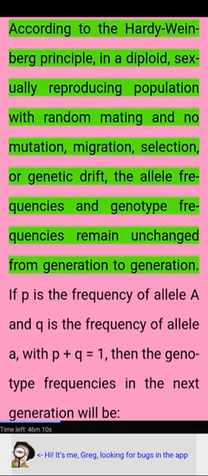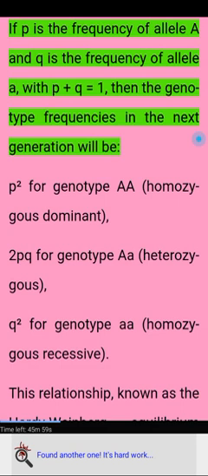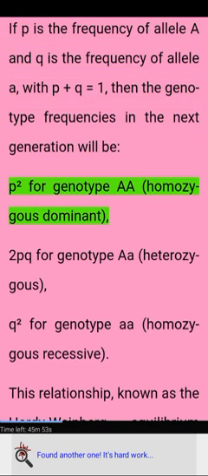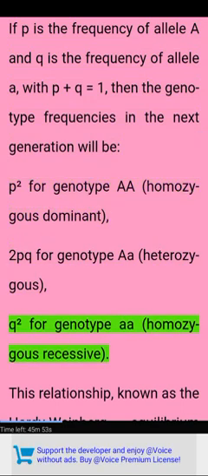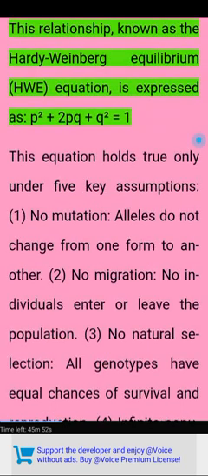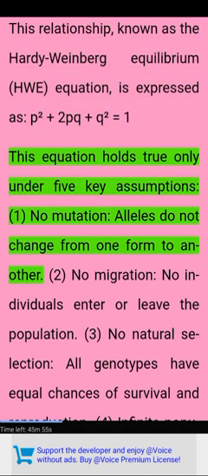According to the Hardy-Weinberg principle, in a diploid, sexually reproducing population with random mating and no mutation, migration, selection, or genetic drift, the allele frequencies and genotype frequencies remain unchanged from generation to generation. If p is the frequency of allele A and q is the frequency of allele a, with p plus q equals 1, then the genotype frequencies in the next generation will be p squared for genotype AA, homozygous dominant, 2pq for genotype Aa, heterozygous, and q squared for genotype aa, homozygous recessive. This relationship, known as the Hardy-Weinberg equilibrium HWE equation, is expressed as p squared plus 2pq plus q squared equals 1. This equation holds true only under 5 key assumptions.